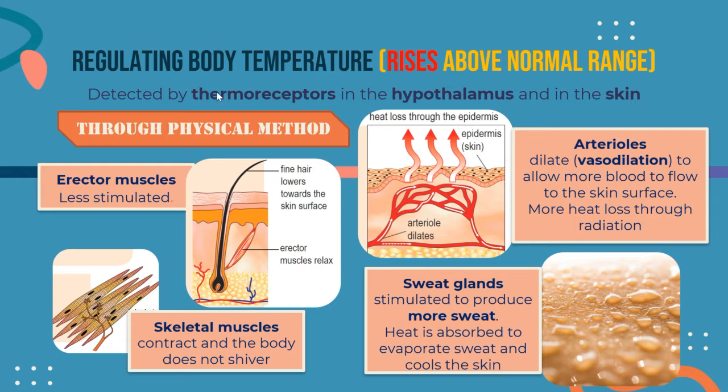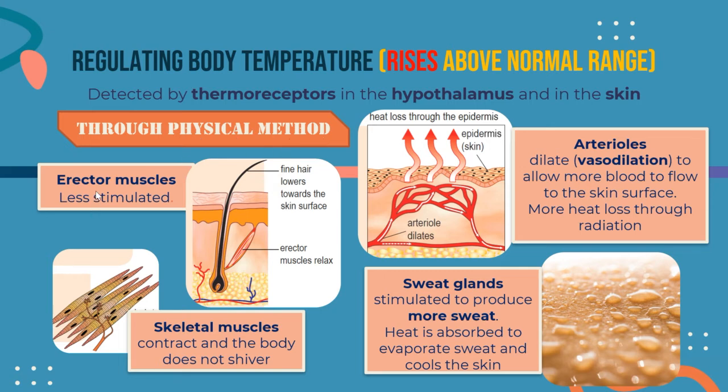And then what happens? After that, the thermoreceptors will generate an impulse and send it to the brain, right? And then the brain analyzes, interprets, and sends the impulse to the effector. When the impulse is sent to the effector, it will trigger a response. So what are the responses? First of all, we are going to discuss the physical methods.